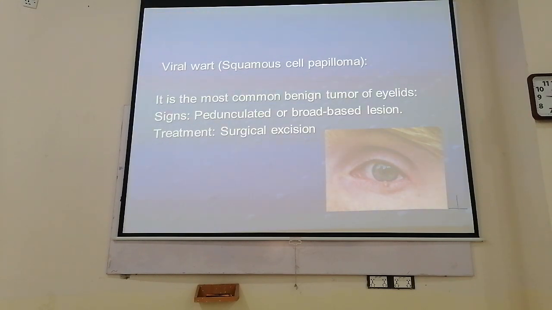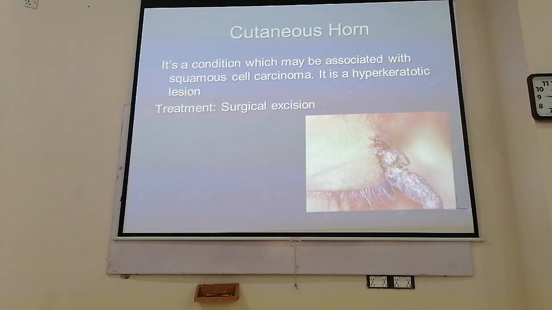It is the most common benign tumor of the eyelids, a pedunculated or broad-based lesion. The treatment is surgical excision. The cutaneous form may be associated with squamous cell carcinoma. It is a hyperkeratotic lesion. Treatment is surgical excision. It usually appears on the upper eyelid and develops slowly. The patient ignores it, and if he continues to ignore it, usually in rural areas, then he may come up with this disastrous looking picture, but it's benign.